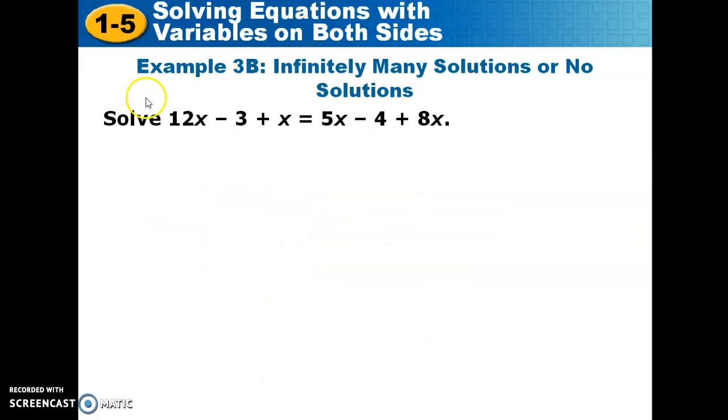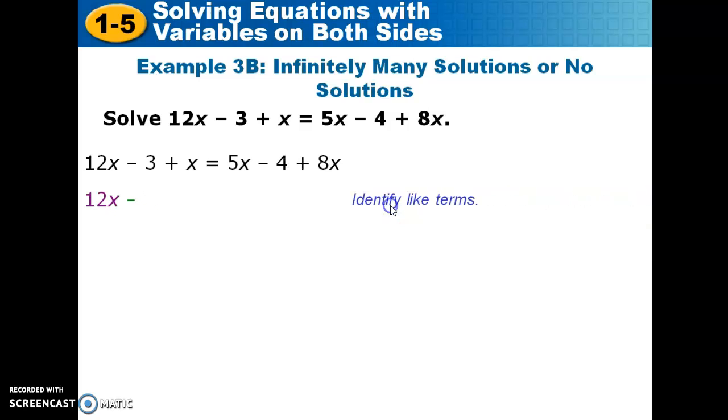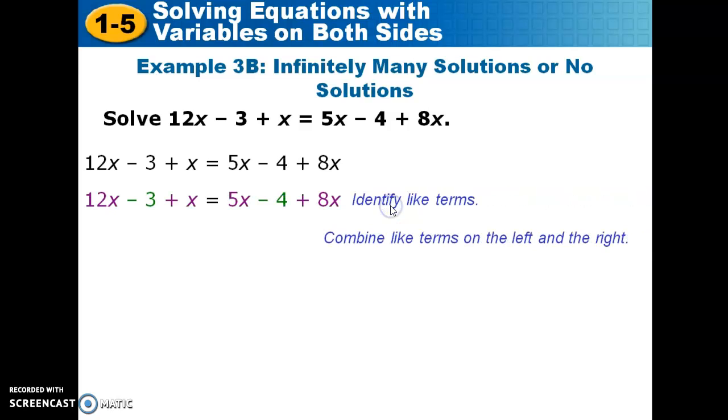Let's take a look at another one here. 12x minus 3 plus x equals 5x minus 4 plus 8x. Again, I'm going to combine like terms. And I get 13x minus 3 equals 13x minus 4. Uh-oh, we have a minus 3 here and a minus 4 here. Mayday, mayday. These are not the same expression, but let me continue to show you.